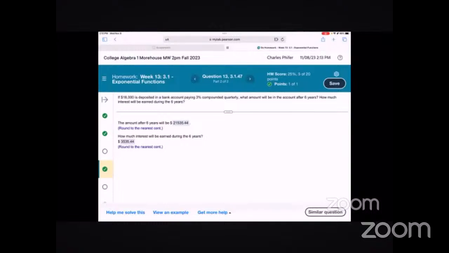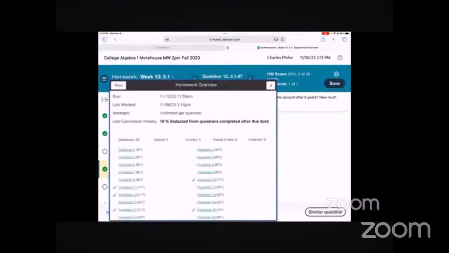Hey, Google, give me a random number between 1 and 20. 20.